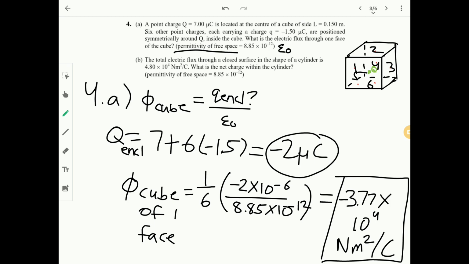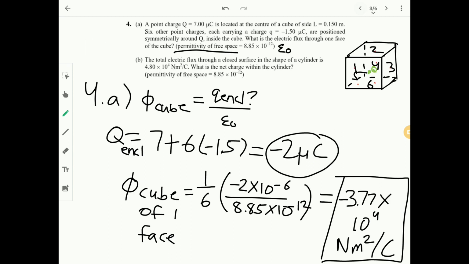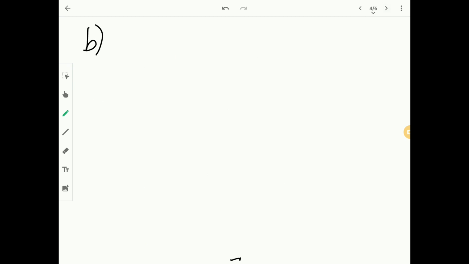Okay, let's continue with the next one, part B now. Let's read part B. The total electric flux through a closed surface in the shape of a cylinder is this. What is the net charge in the cylinder? Very easy question. We have the flux, we have epsilon 0, we need to find Q. Well, this is very easy.